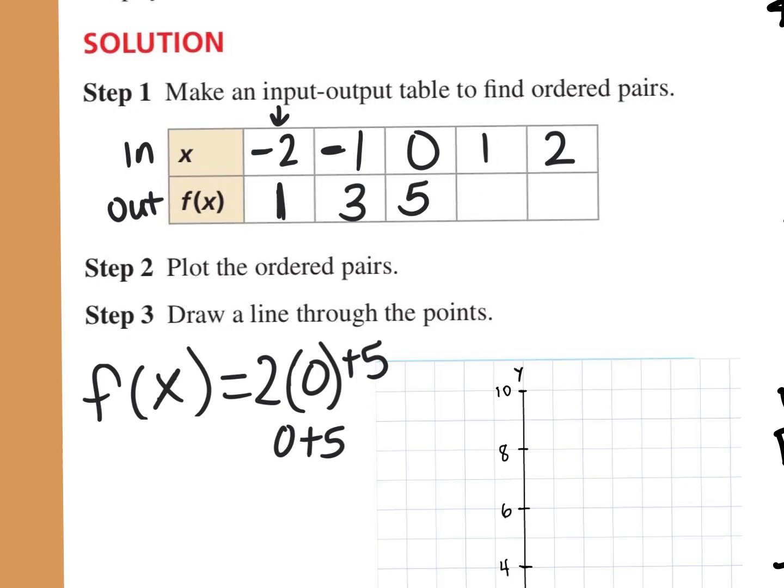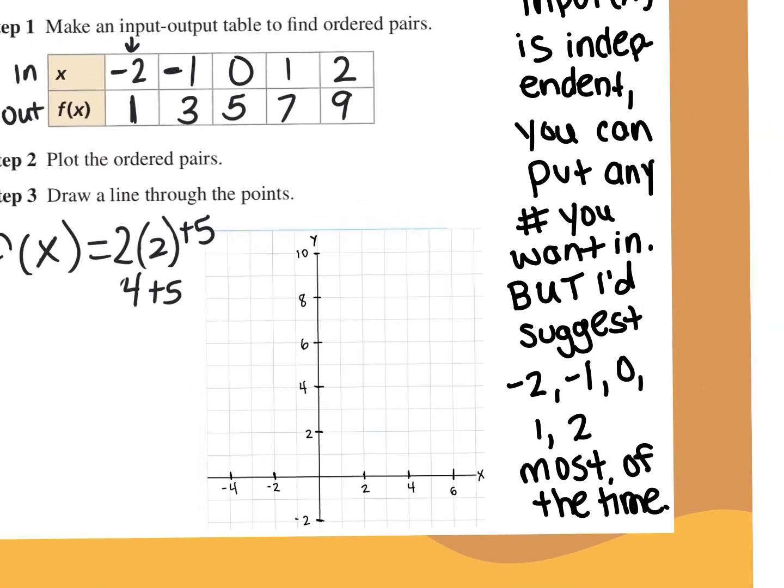Oh, you were saying the final answer. All right, now I'm plugging in a 1. 2 times 1 is 2. 2 plus 5 is 7. And then lastly, I plug in a 2. I don't know why it's not letting me erase all of a sudden. So I plug in a 2. 2 times 2 is 4, and 4 plus 5 is 9. Yes. All right.